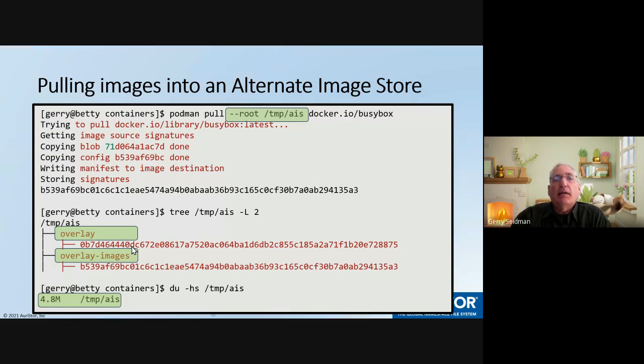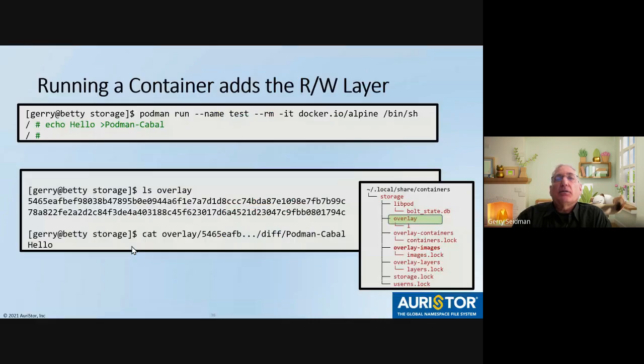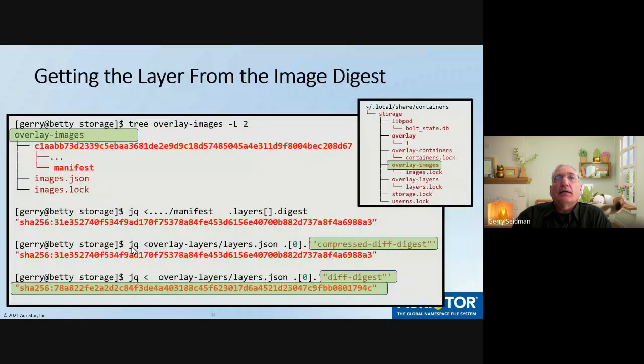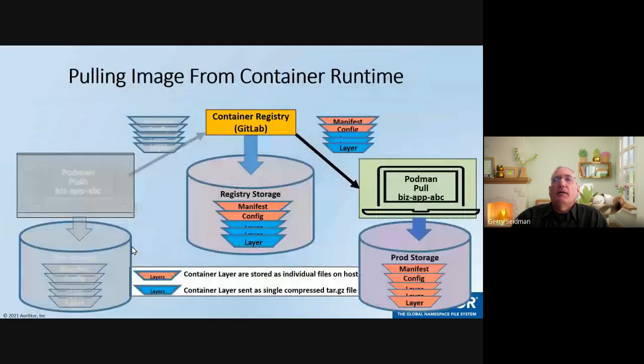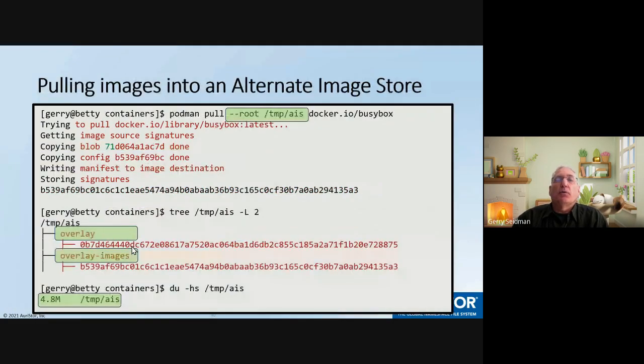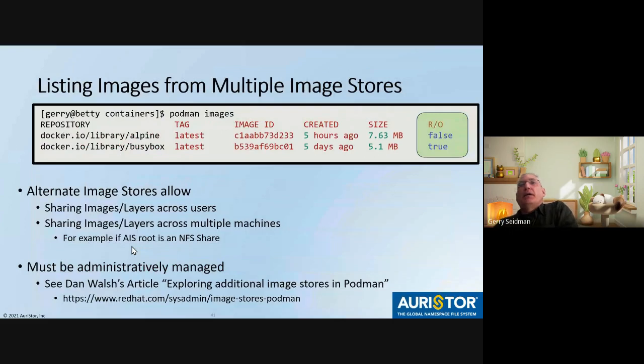But notice I left something out. I just want to be very clear. When I ran Alpine, 7.5 megabytes. Okay, just remember that number. 7.5 megabytes is the size of Alpine. BusyBox is smaller, 4.8 megabytes. And when you do a podman images, now you have an extra column with an additional image store, which will tell you whether it's your read-write layer store or it's coming from one of your read-only layer stores.